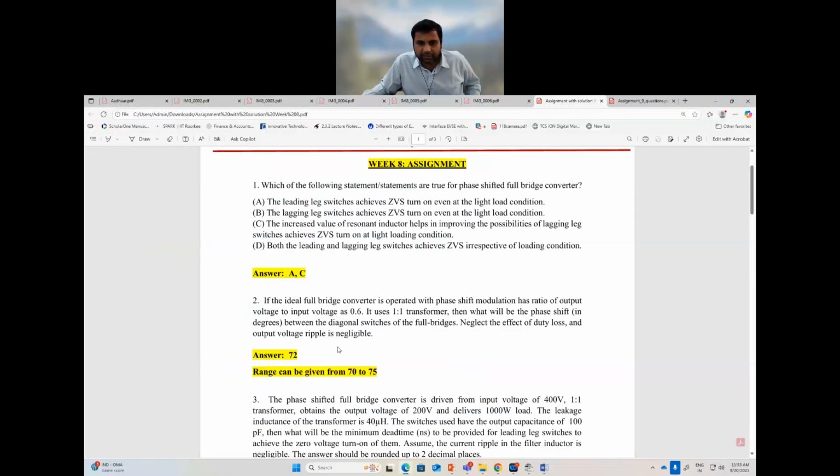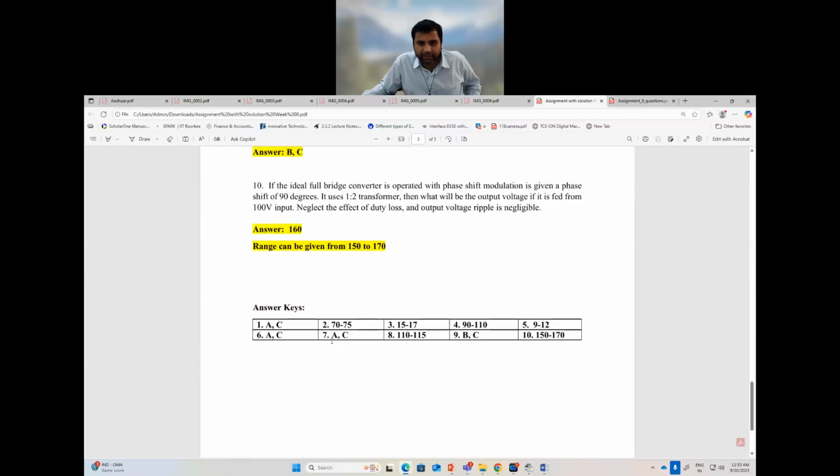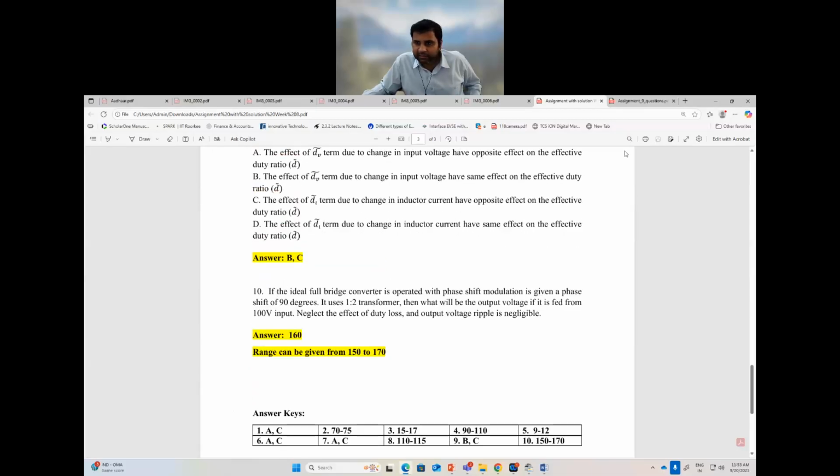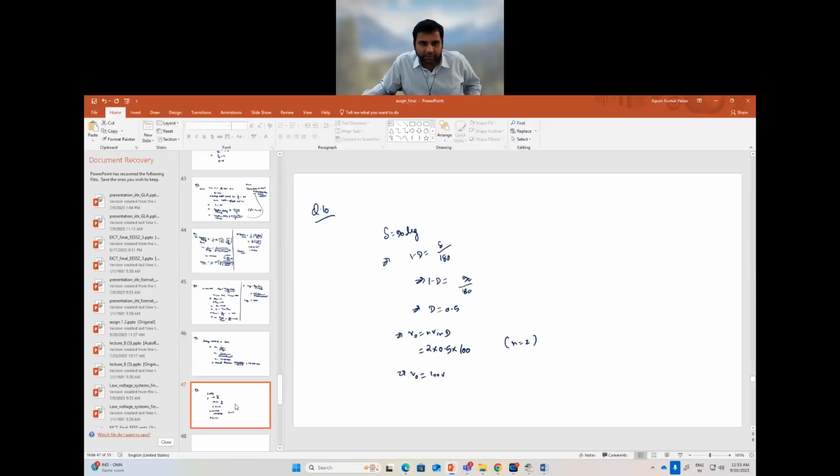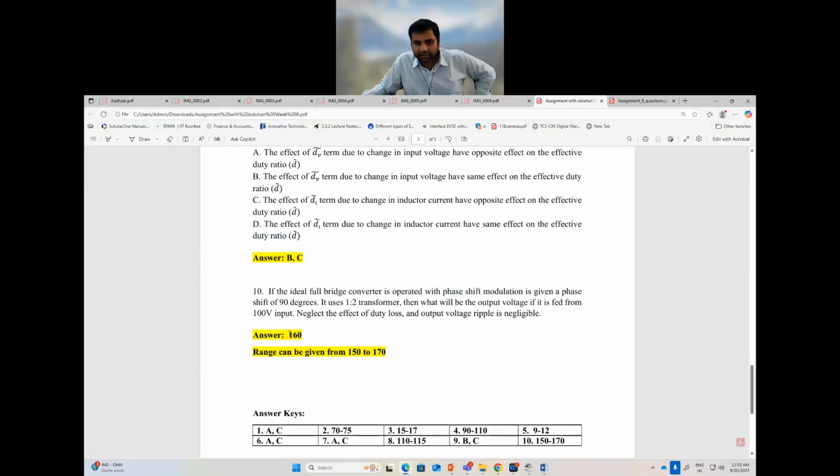Similarly, question number 10 also has the same kind of thing. It uses the same structure where delta is given as 90 degrees. So that means 1 minus D will become 90 by 180, which gives D equal to 0.5, and that's when our V naught becomes 100. Yes, there is a mistake in the range given. We will change the range to 90 to 110. So if you put the correct answer, it will be corrected. So that's question number 10 for you.